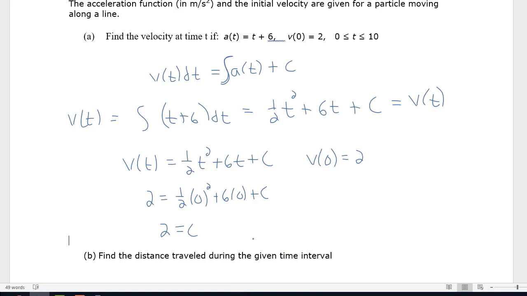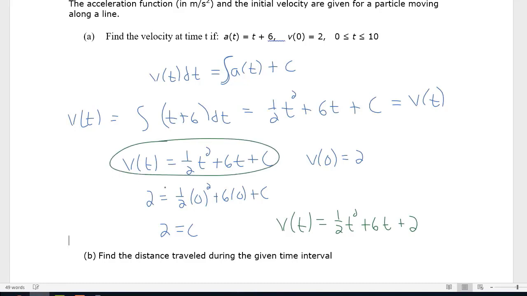So I have my velocity function. Let me come down here in green. And here's my velocity function. We have 1/2 t squared plus 6t and then plus 2. So we have the 1/2 t squared plus 6t plus my constant of 2. This is all in meters per second.